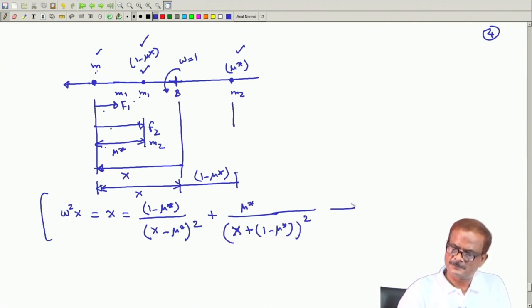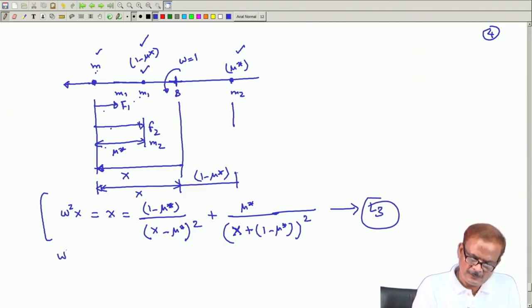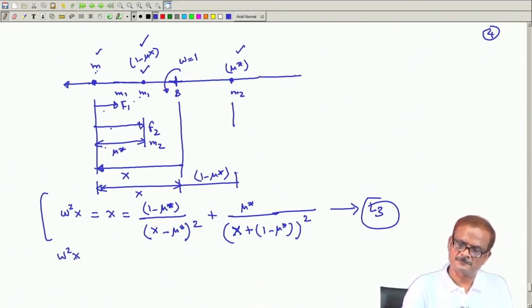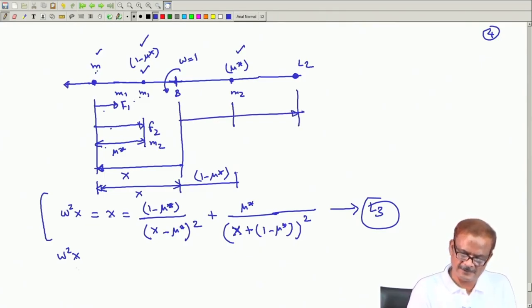So, this is for L 3. Similarly, omega square x, while your mass is lying here in this place, say this is the L 2 point. Again about the barycenter, you will be measuring all the distances and working out. Here, no need of putting the sign of x either plus or minus, just work with the magnitude. So, the distance from this place to this place, this is x.